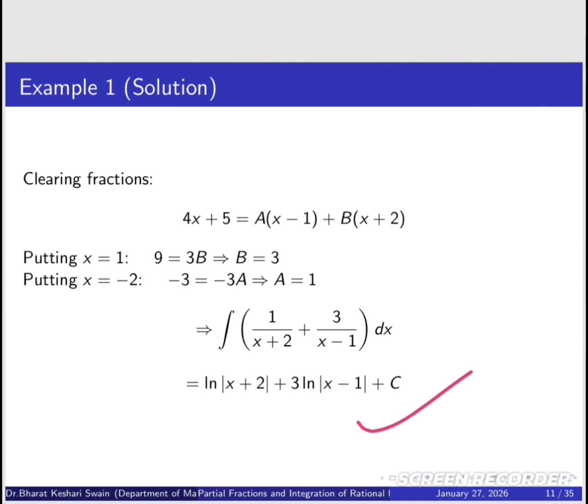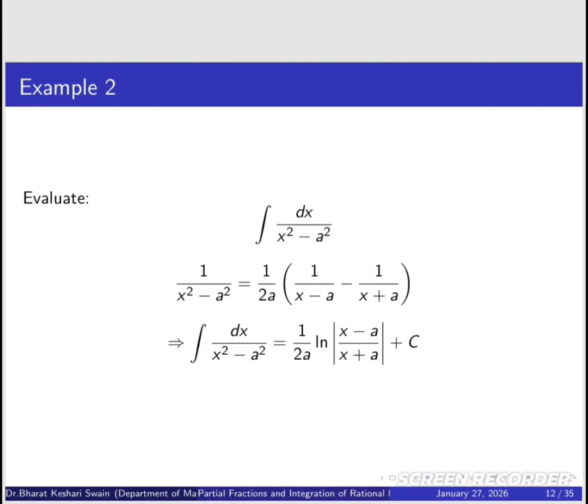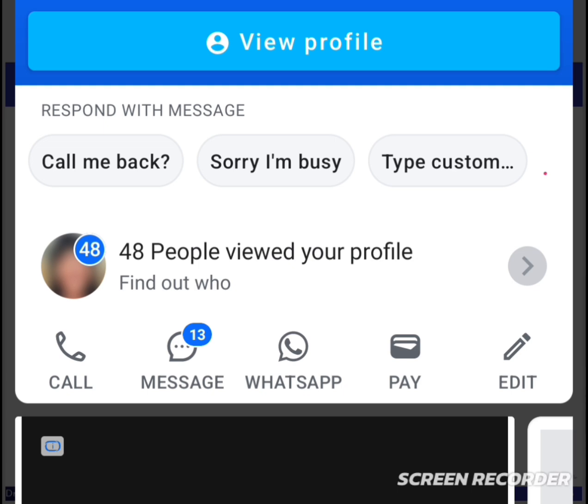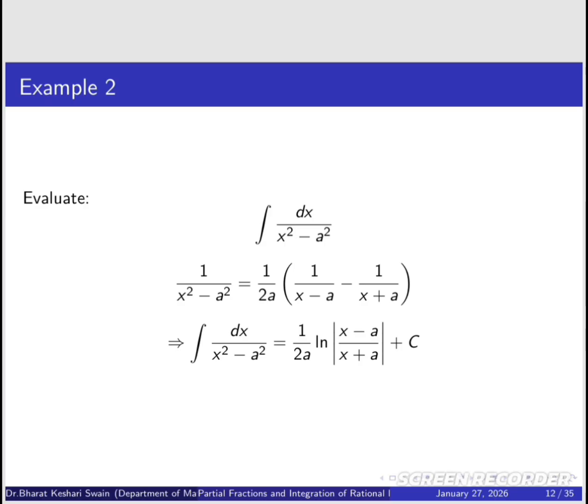Okay, so come to another example. So the question, example 2, is the integration of dx by x square minus a square, is it not? So this is another proper fraction. So using partial fractions, you just write it like this.